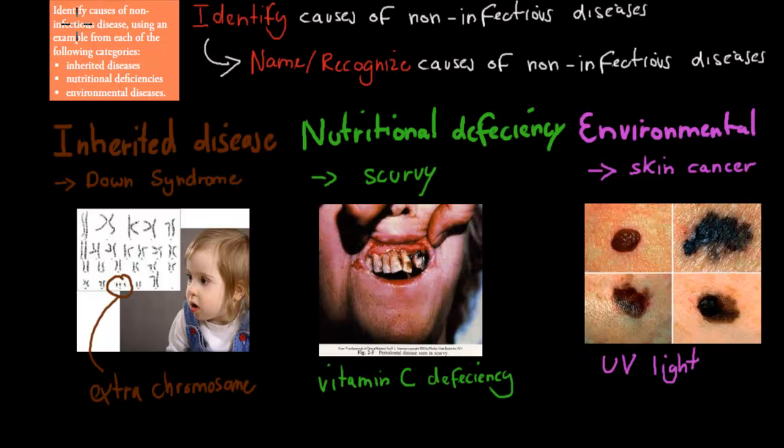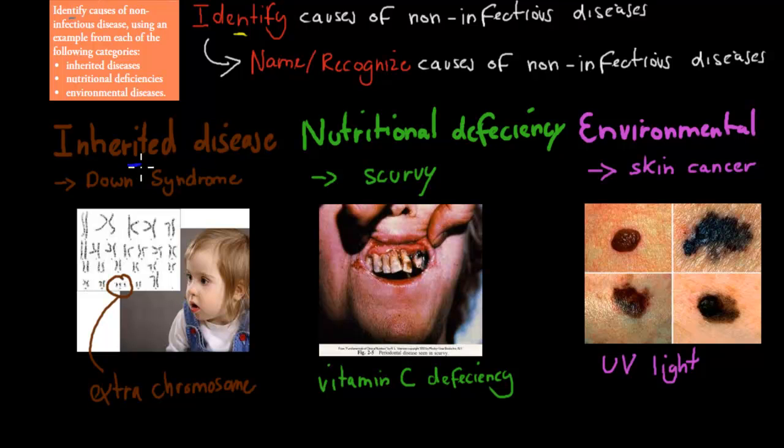Next one is identify the cause of non-infectious diseases using an example from each of the following categories: inherited diseases, nutritional deficiencies, and environmental diseases. Identify causes of non-infectious diseases. In this case, identify means name, recognize. So recognize the causes of non-infectious diseases. And you need to know one of each category.